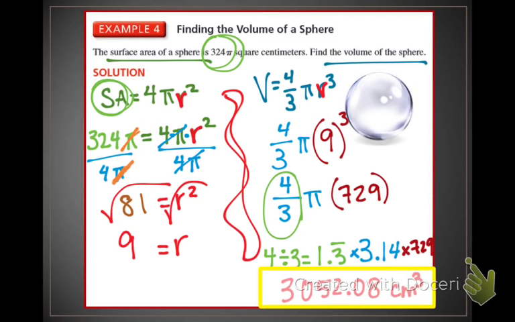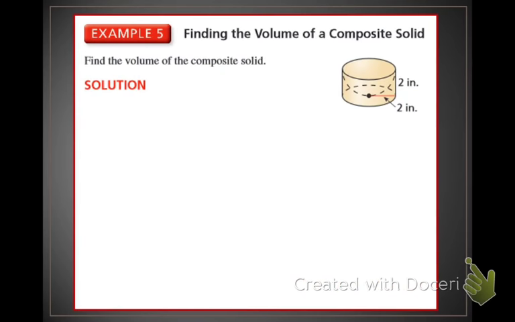We have one more to do together, and it's a composite solid. Composite again means that there's more than one shape. So this one looks like we have a cylinder on the outside and then a half circle cut out on the inside. So we're first going to need to find the volume of the outside.